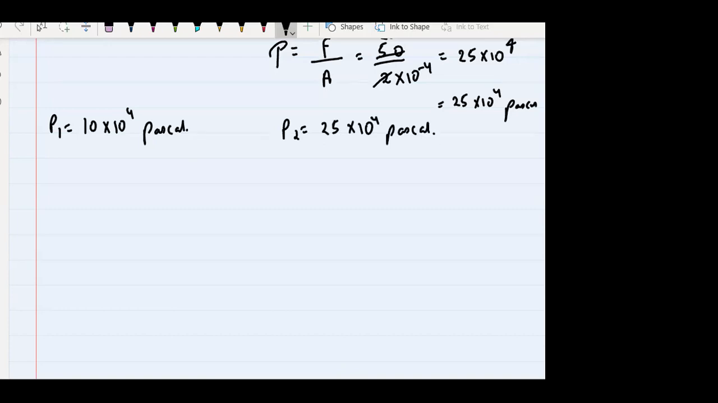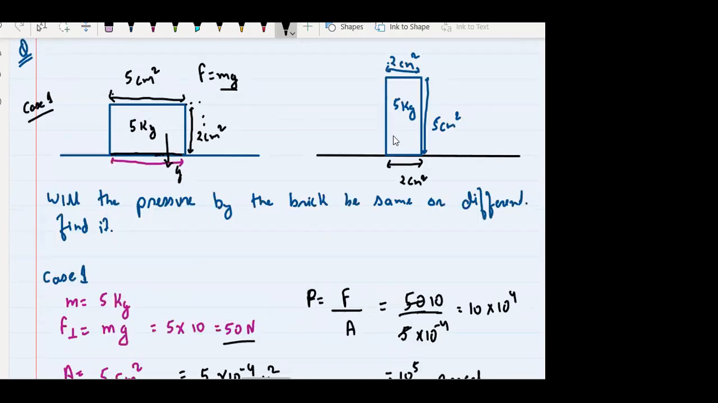Now think about it. In which case is the pressure more? First case or second case? Second case, yes, very good. Because the area is less now. So it is proved that when the area is less, the pressure is more.